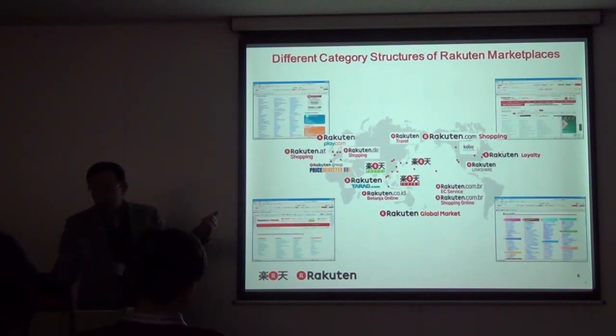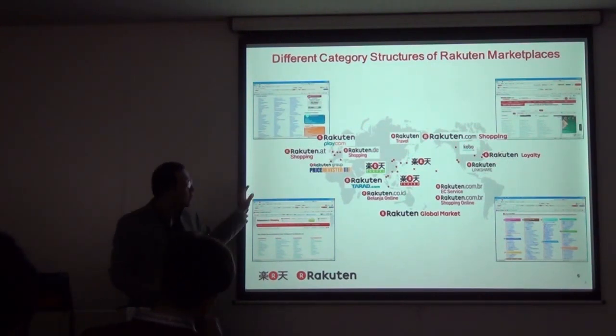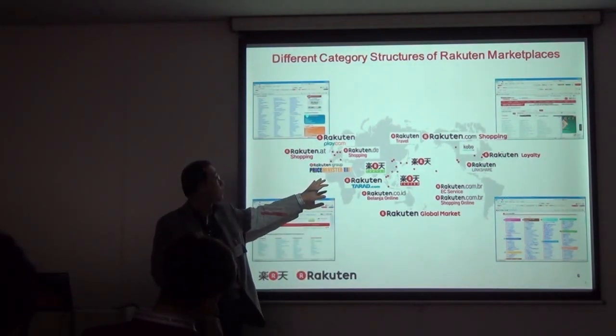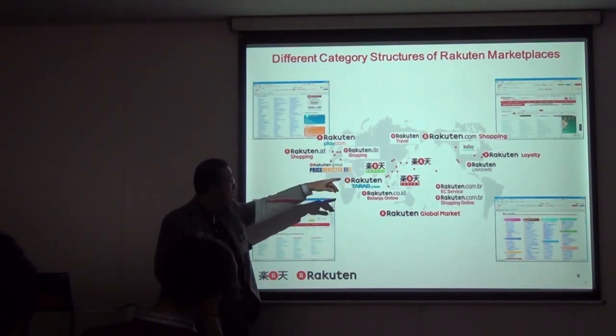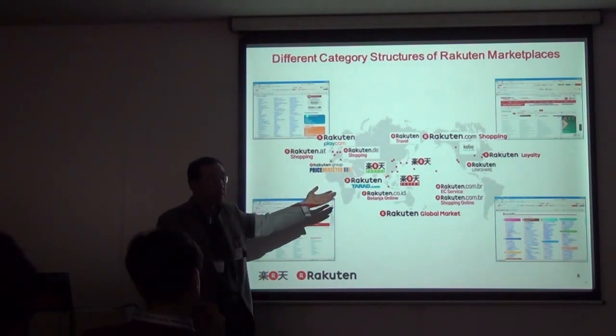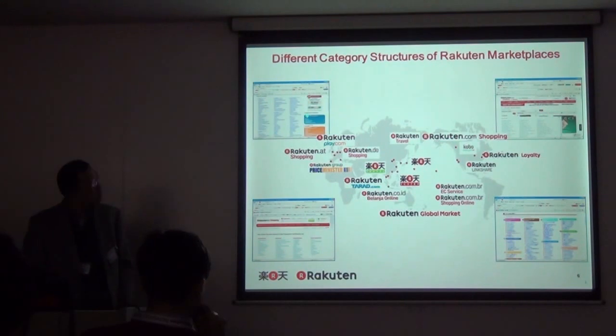One of the difficulties is the category. The category is completely different. For example, in France, there are only 140 categories. In America, there are about, I think, 1,200 categories. In Japan, we have 40,000 categories. Completely different. How can we handle it?